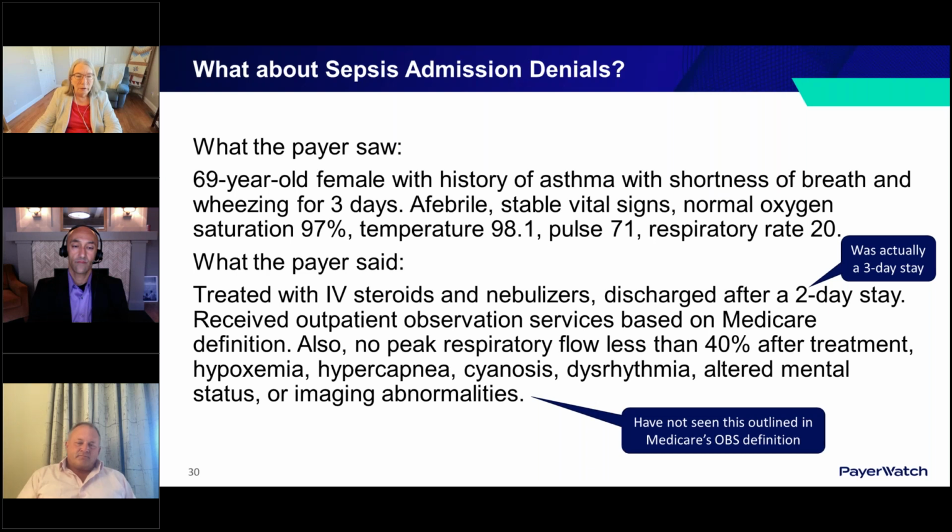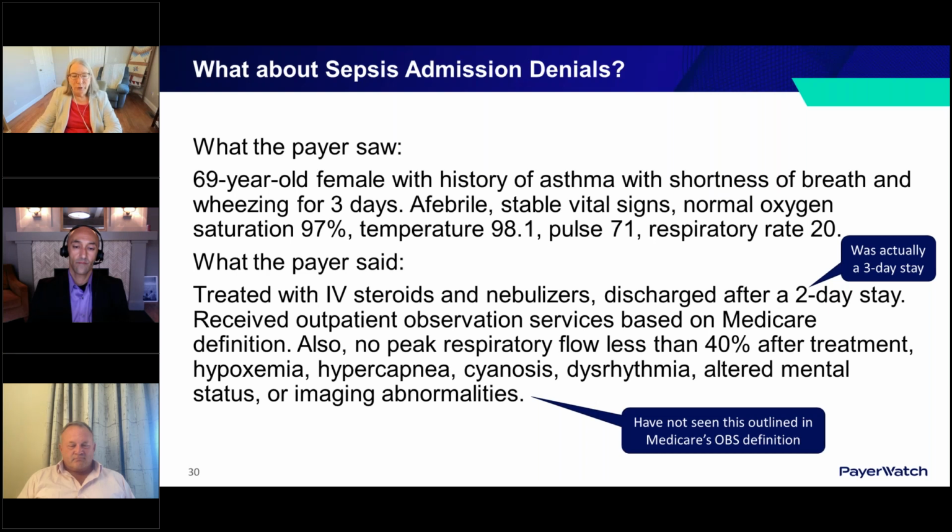So this was a 69-year-old lady who came in with a history of asthma. She was short of breath and wheezing for 3 days. She was afebrile with stable vital signs, normal oxygen saturation. This is what the payer is saying. Temperature of 98.1, pulse of 71, respiratory rate of 20. So that's what they saw. What they said was treated with IV steroids and nebulizers, discharge after a 2-day stay. It was actually a 3-day stay, so that was wrong. Received outpatient observation services based on Medicare definition. This was a managed Medicare plan.